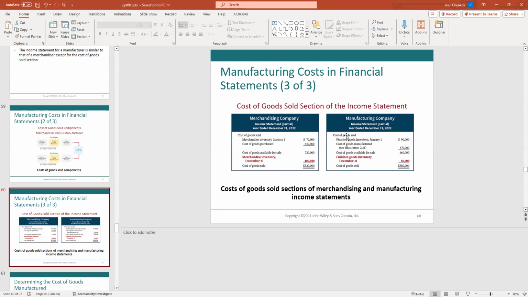That's for a merchandising company. For the manufacturing company, we're going to get the beginning balance of the finished goods on January 1st. We're going to add whatever we manufactured for the period, and we're going to have how many we have available to sell. Once we deduct the ending balance on December 31st, we're going to see how much we sold. Make sense? Yes, Professor.